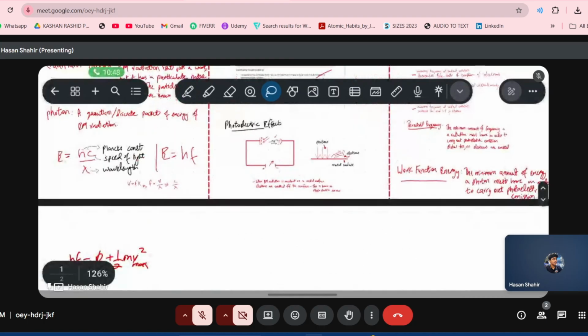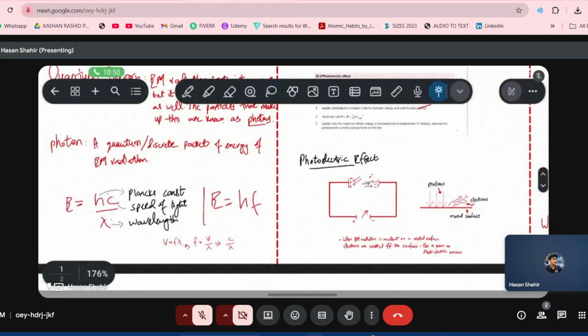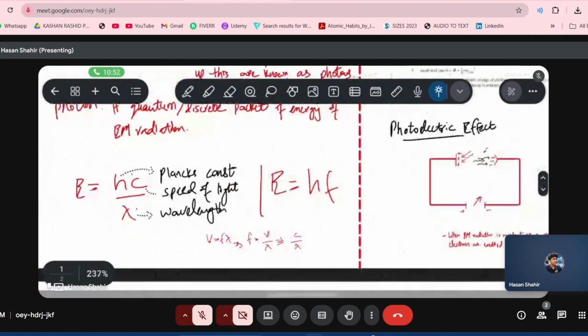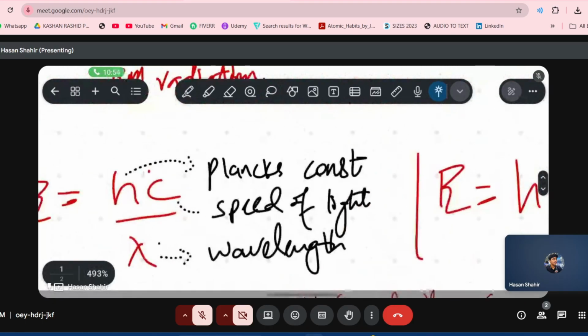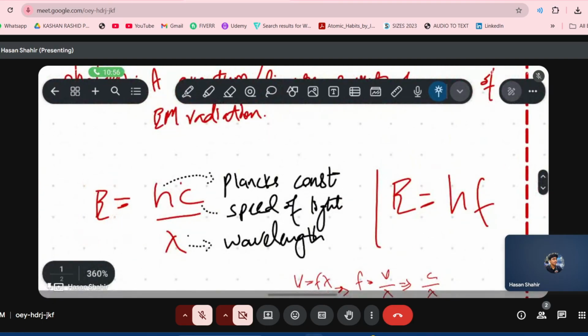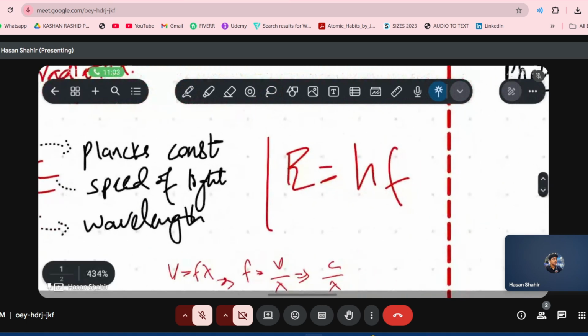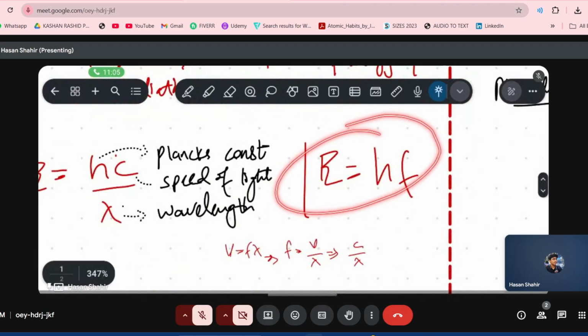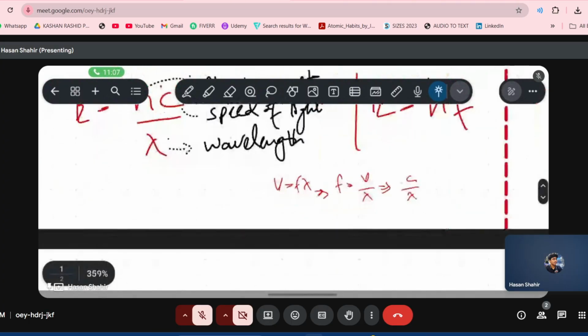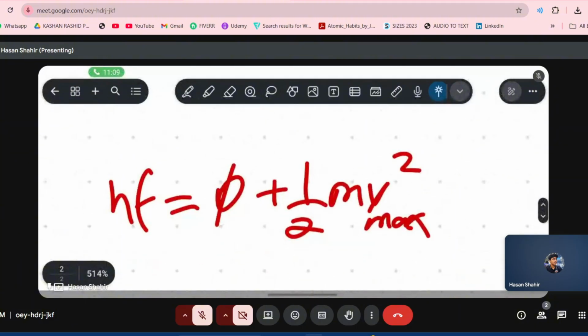Okay, so in the last class, we went through a formula, and this formula was the energy of a photon. Energy of a photon is equal to Planck's constant times the speed of light divided by the wavelength of the photon, and we derived this formula from it: E equals hf. So this is the formula being used over here.